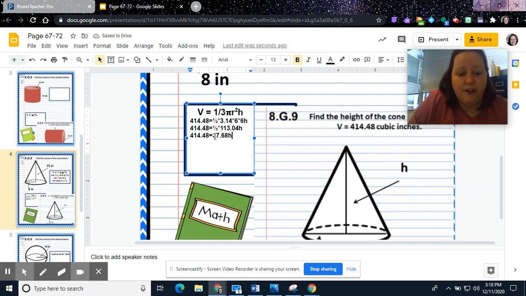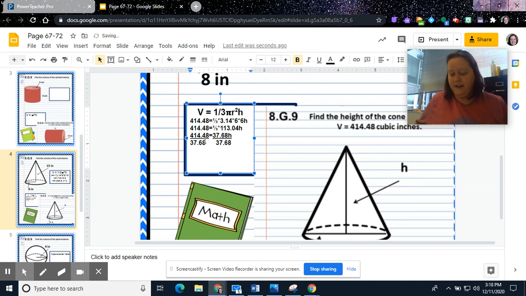Now, here's where you have to solve your equation. This says 37.68 times h. The opposite of times is divide, and I like to show that by making it look like a fraction. So I'm going to divide both sides by 37.68. Don't need that one underlined though. Then I'll use the space bar and then 37.68.